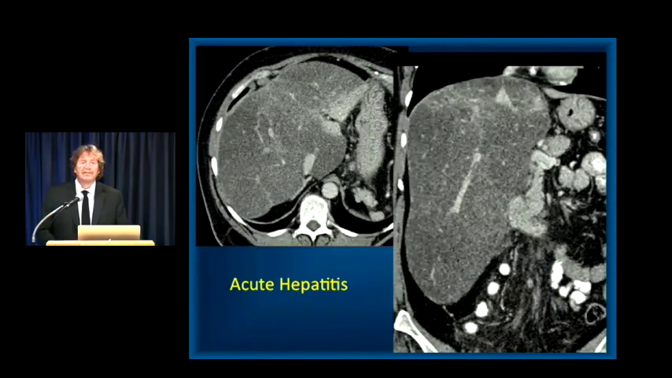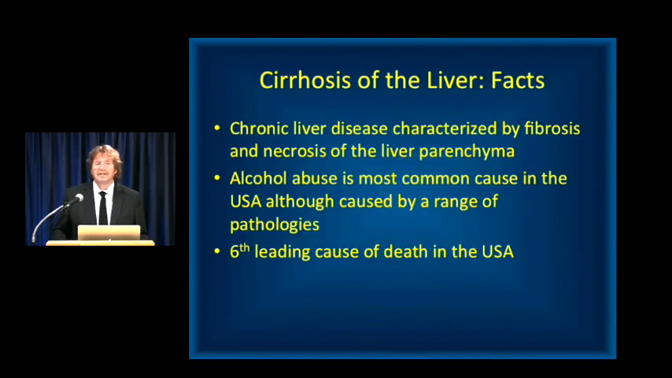So a couple examples, this patient with acute hepatitis, you see the vessels very nicely from the IVC to the hepatic veins, and you see the diffuse fatty infiltration of the liver. The liver is low density. So that's a very important example.